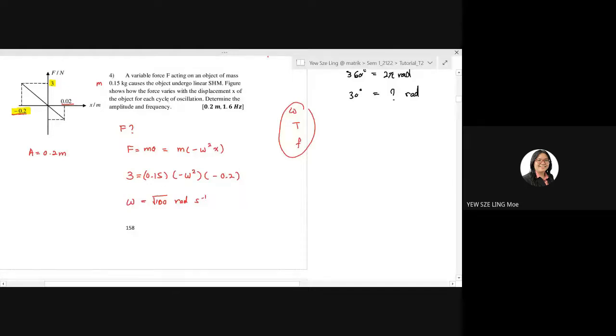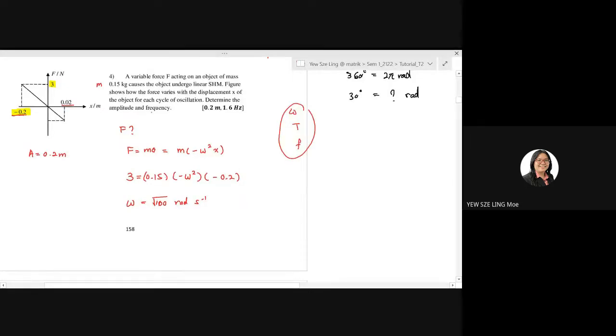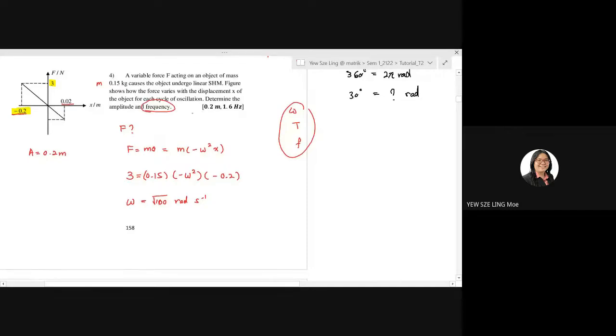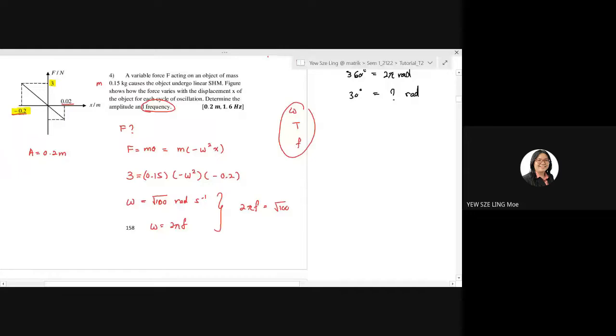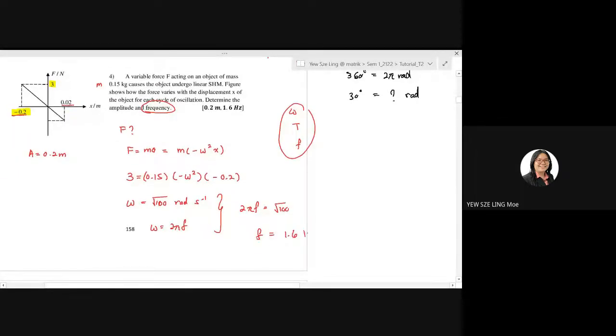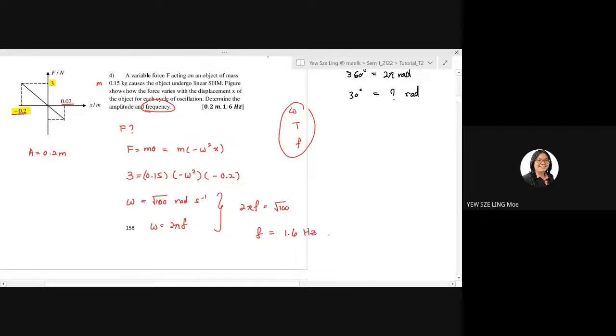So we know the relationship between omega and frequency. Remember, the question is asking for frequency, so you don't stop at omega. Omega is also equal to 2 pi f. Combining these two pieces of information, 2 pi f is equal to square root 100. Rearrange the equation, f is then equal to 1.6 hertz. Right? So this is the answer.